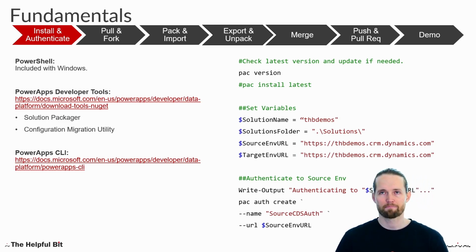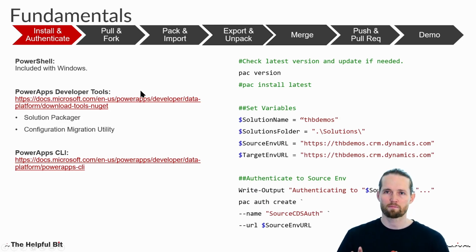A couple things you'll need. PowerShell, which is on any Windows machine, or you can download it for Mac if you're running on Mac or Linux. And you will need the Power Apps CLI. Eventually, you'll also probably want this configuration migration utility. If you've been working on the Power Platform, if you moved any data, you probably used this using the user interface, but it also has a command line component. You can interact with it just from the command line.